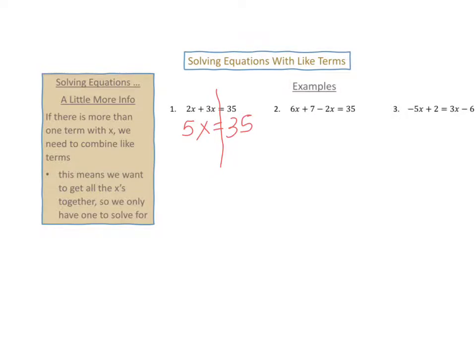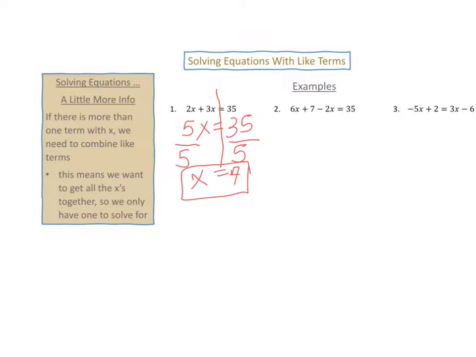Except I want to know what 1x is, not what 5x is. So I divide by the number that's in front of the variable. And I do that because anything divided by itself equals 1. 35 divided by 5, 7. Did you get 7? I hope you did. Did you combine your like terms? Maybe you didn't, and maybe you didn't get 7.